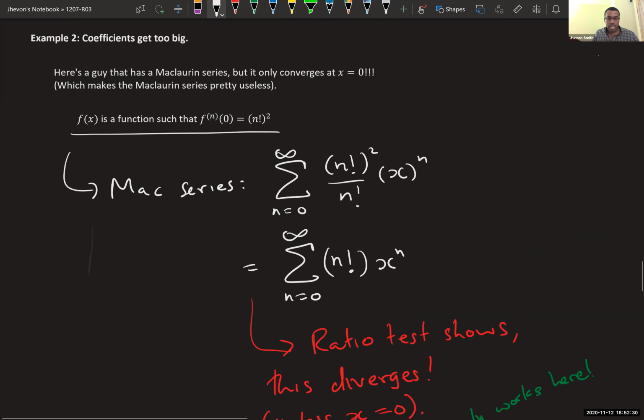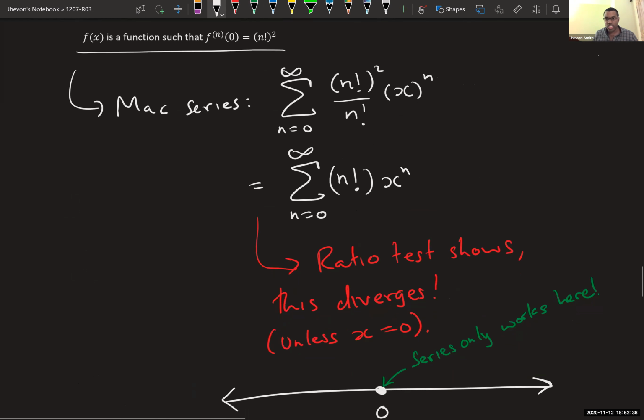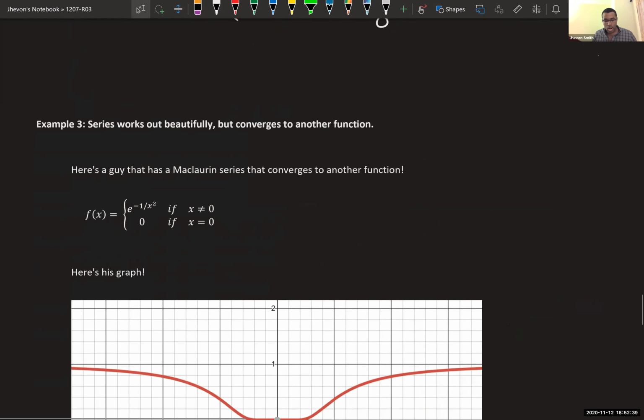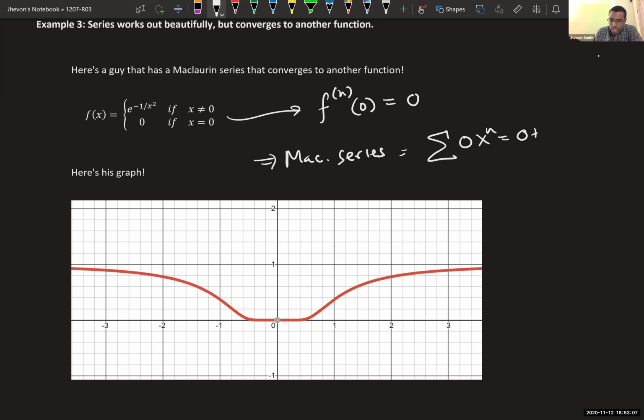So there are times when you can't even find a Taylor series in the first place. There are other times when you can find a Taylor series, but it's not very useful. There are other times when you can find a Taylor series and it works everywhere. However, it's still not useful because it converges to a whole other function. It turns out here that f's nth derivative evaluated at 0 is always going to be 0, which means the Maclaurin series here is just the series of 0 x to the n. So just 0 plus 0 plus 0.